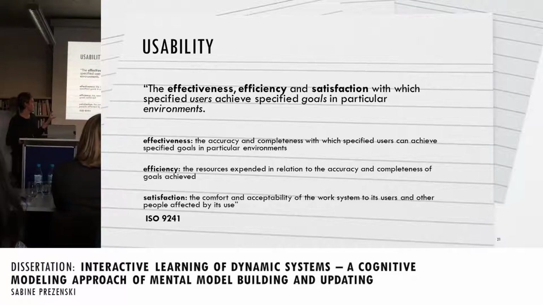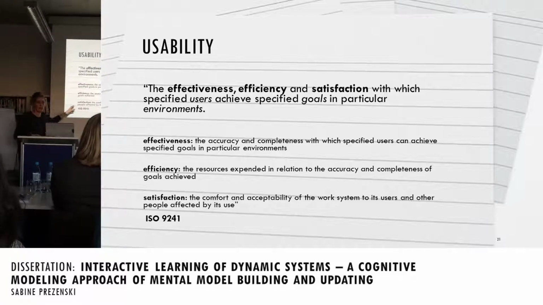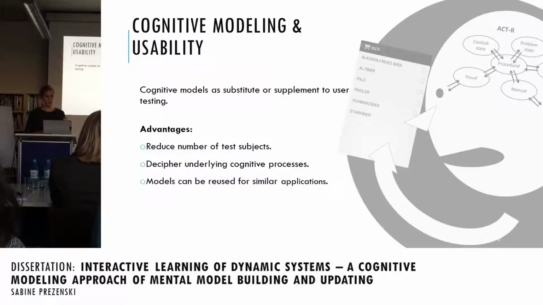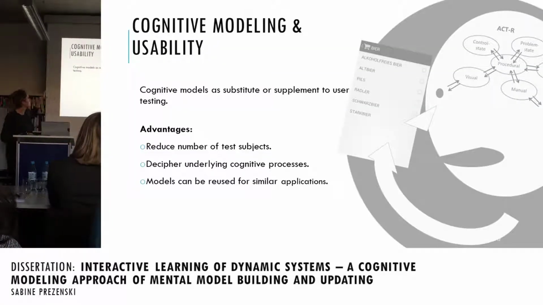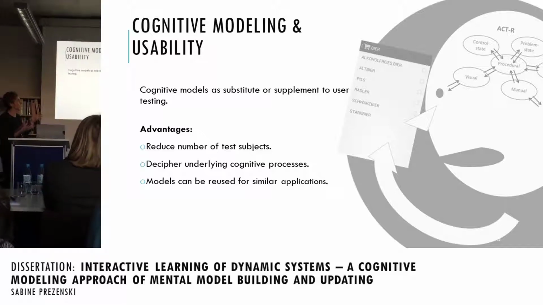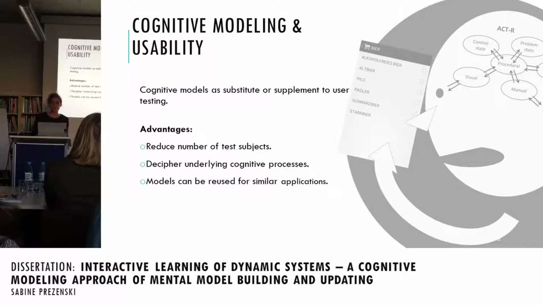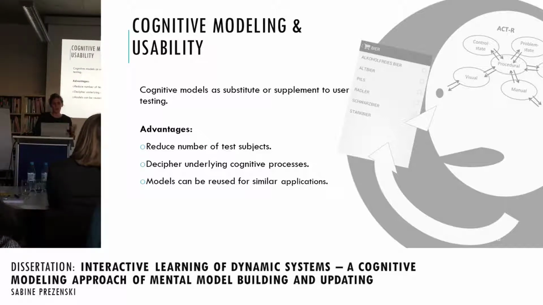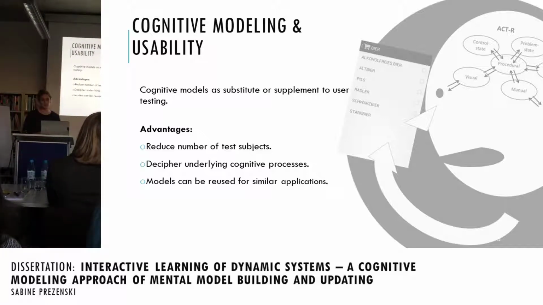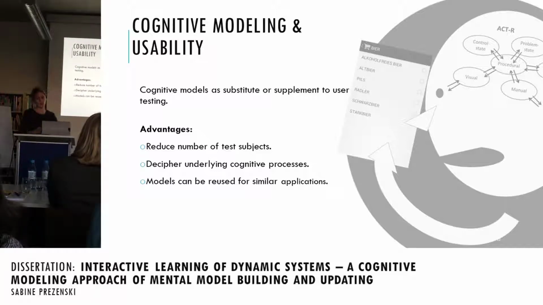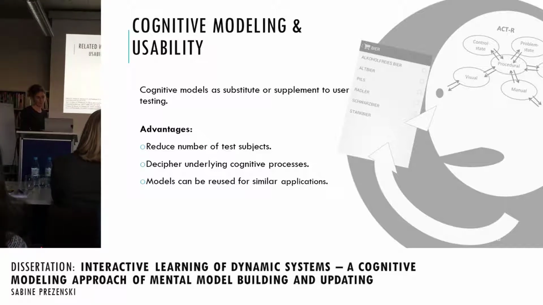So the first 2 criteria are probably easy to quantify, and the third, I would say, is more difficult. And this is important because the general idea is to use cognitive models as a substitute or supplement to user testing. What this means is that we reduce the number of test subjects, we decipher underlying cognitive processes, and then we can reuse the models for similar applications, and this way predict usability.